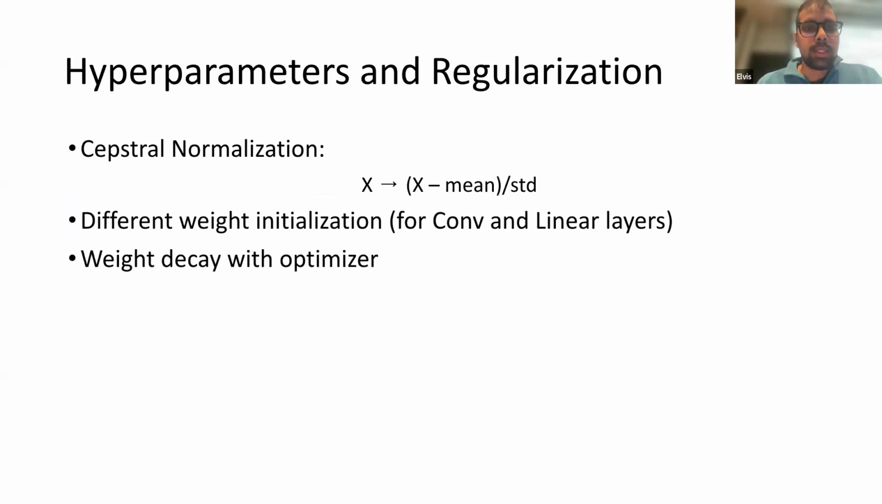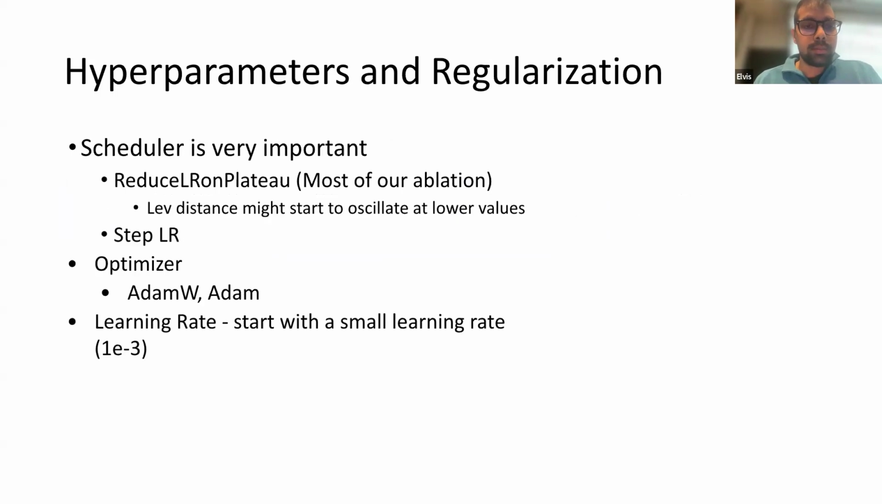And for the hyperparameters, you can try cepstral normalization, different weight initialization, weight decay with the optimizer, and reduce LR on plateau. Most of our ablations are based on this, and Levenshtein distance might start to oscillate at lower values, so kindly be wary of that. You can also use the step LR. For the optimizer, you can use AdamW and start the learning rate with a small value.